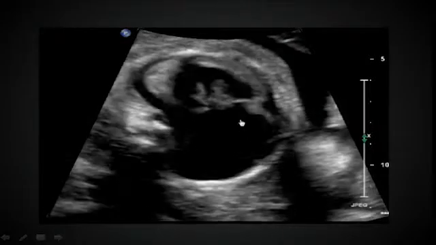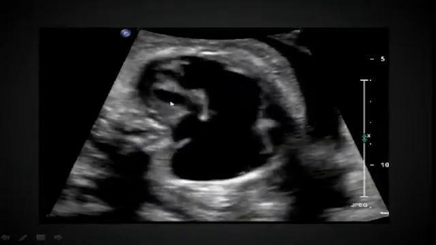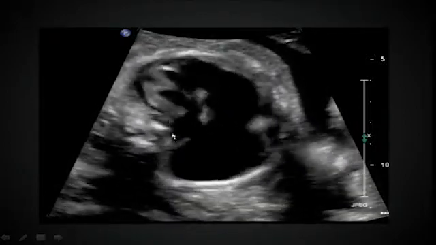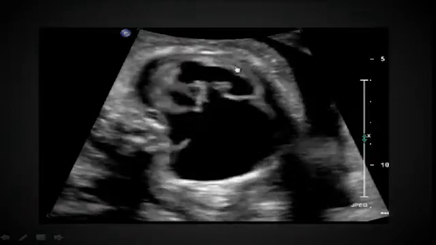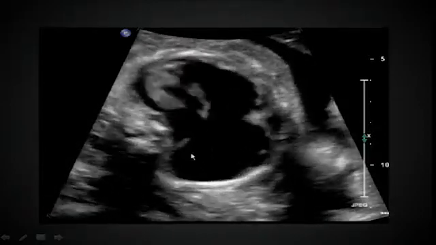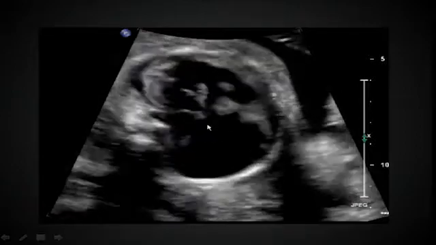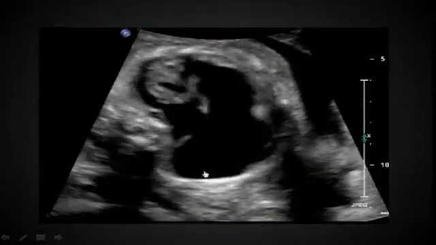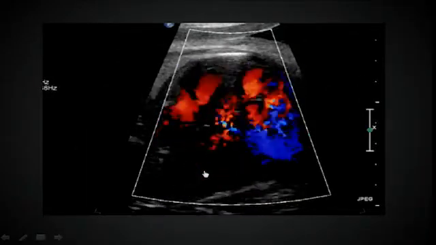And this is it in real time. So again, looking at the small left ventricle here, left atrium. Now look at the right ventricle and the right atrium. And then with color.